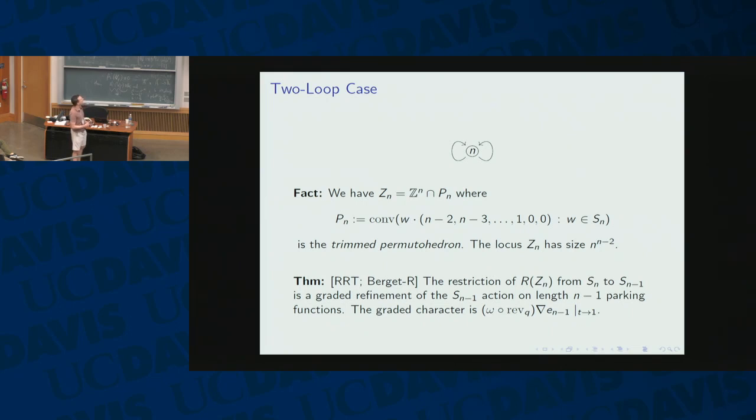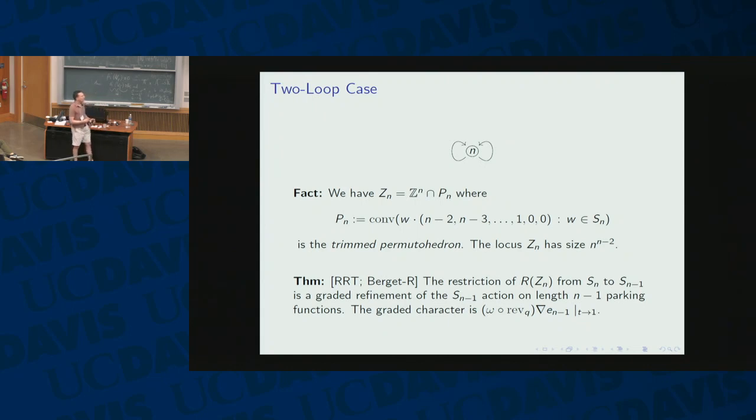So we'll return to our example of a quiver with one vertex and two loops and dimension vector n. So again, our locus consists of the lattice points in this trimmed permutahedron, right? And what we have is something with an action of S_n. It's a graded S_n module. So if you take this S_n module and you restrict from S_n to S_{n-1}, what you get is the action of S_{n-1} on length n-1 parking functions.